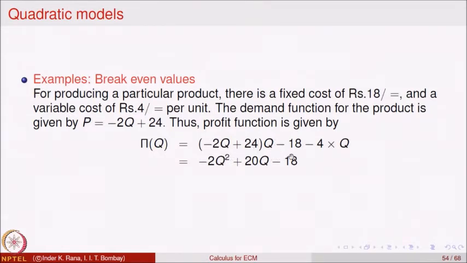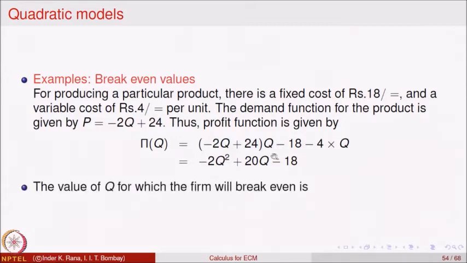And what is the amount spent? 18 rupees are spent anyway, that is the fixed cost, plus the variable cost of 4 rupees per unit. So, 4Q is the variable cost. This is the cost of making Q units, and this is the amount you earn by selling Q units. So, the difference is the profit: minus 2Q square plus 20Q minus 18.